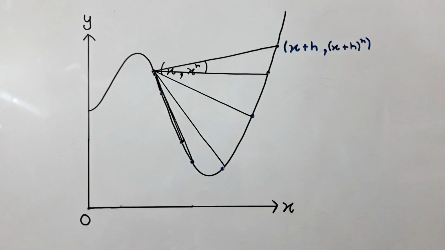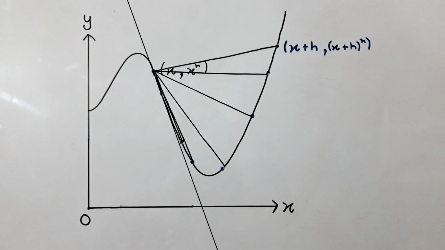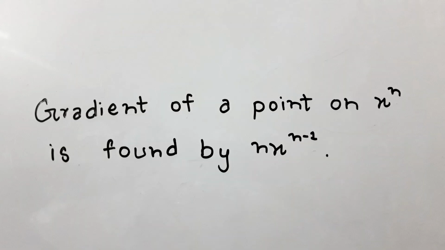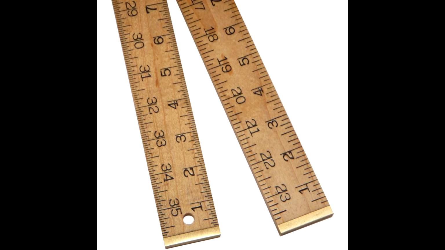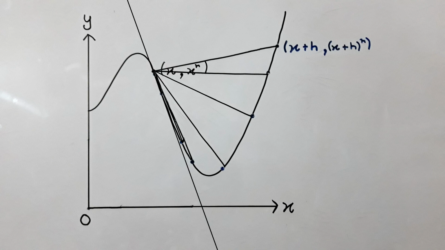We observe that when we bring two coordinates infinitely close to each other on any curve in the format of, or any term in the format of x to the power n, the point's gradient, or the point's tangent's gradient, is found through n multiplied by x to the power n minus 1. Hence we have just found the simplest yet most important rule of differentiation, namely the power rule: the derivative of a term in the format of x to the power n is n x to the power n minus 1, and the derivative tells us the gradient for any point on the curve.